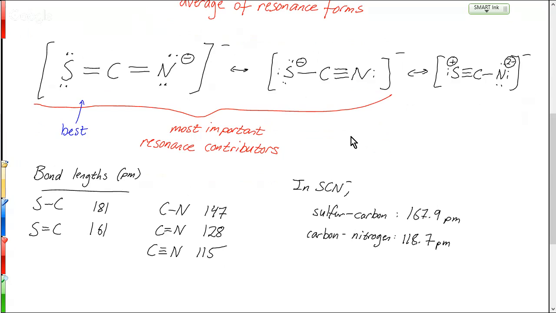All right, questions about drawing Lewis structures, resonance forms, any of that kind of stuff? Okay, the last bit of chapter 9 deals with bond energies. So we'll look at that, and then we'll take a little break and go on from there.